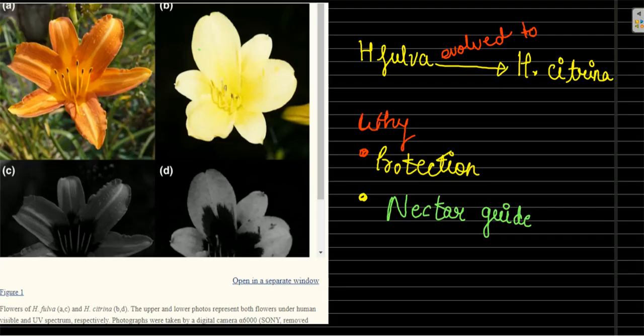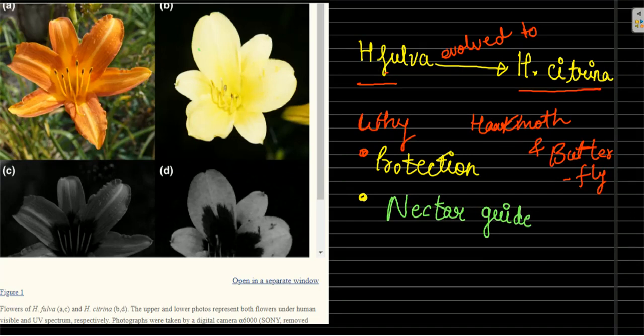Let me take you to the research paper. Basically, the research was done on two flowers, H. fulva and H. citrina, and two insects were chosen. One insect was a hawkmoth, and the other insect was a butterfly. The research is a very long procedure, so I will give a small description of it. I will attach the link of that research paper in the description box, so if you are interested, you can read the whole paper.